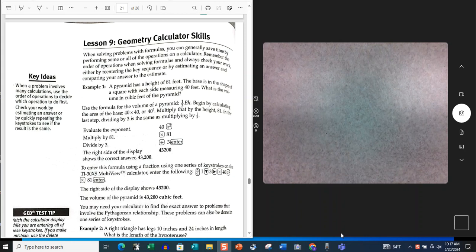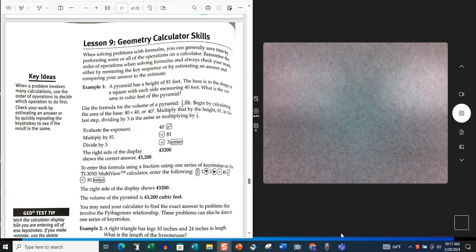When solving problems with formulas, you can generally save time by performing some or all of the operations on a calculator. Remember the order of operations when solving formulas and always check your work, either by re-entering a key sequence or by estimating an answer and comparing your answer to the estimate.